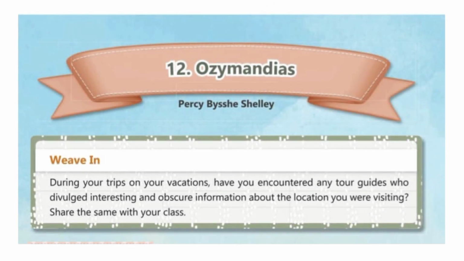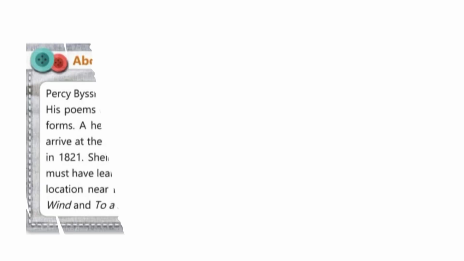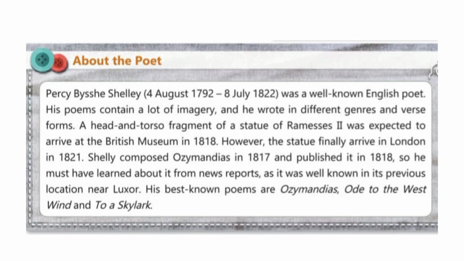Ozymandias is a sonnet, a poem of 14 lines. The first 8 form an octave and the next 6 form a sestet. Written by the English Romantic poet Percy Bysshe Shelley. Shelley wrote Ozymandias in 1817 as a part of a poetry contest with a friend, Horace Smith.